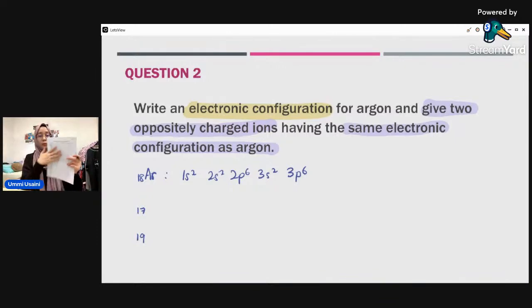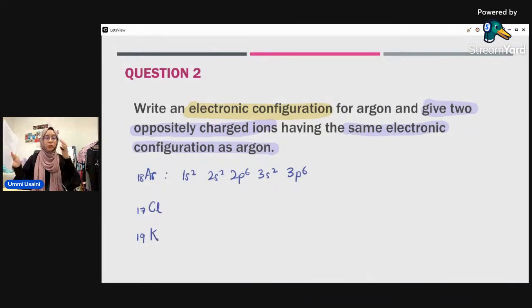So untuk 17, kalau kamu rujuk, Miss ni pun tak ingat, I think it's Cl, right? Chlorine. Where is chlorine? Yes, chlorine has 17. Okay, so chlorine has 17 electron. So kita boleh guna chlorine. And then the next one pula yang 19 ni adalah potassium. Potassium meaning dia adalah K.